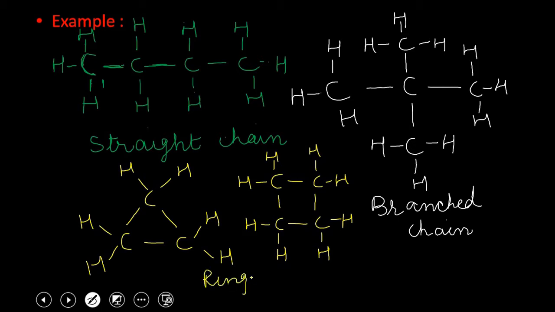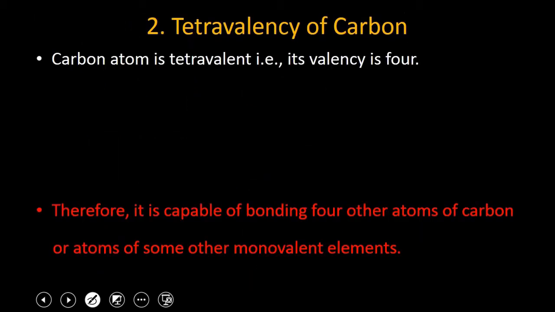So this is the first reason why carbon forms such a large number of compounds. We have seen catenation. Catenation is the self-linkage of carbon atoms through covalent bonds, and this catenation can take place in the form of a straight chain or branch chain or the rings of different sizes. So here we have seen 2 rings of different sizes.